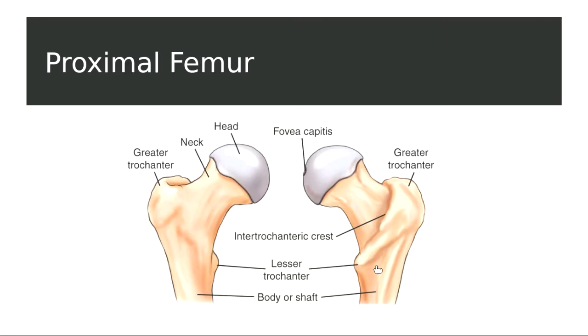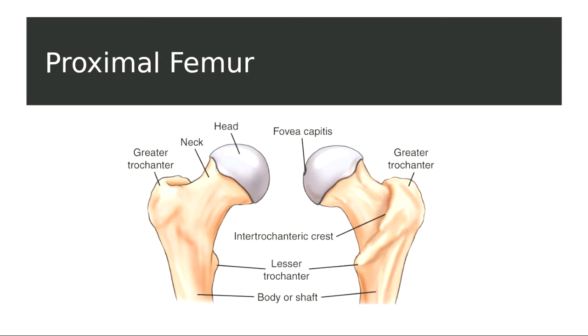Then in between the greater and the lesser, it's much easier to see from the back side, you can see the intertrochanteric crest that connects the two of them. It's just a really thick ridge of bone called the intertrochanteric crest. And then we have the body or the shaft of the femur.